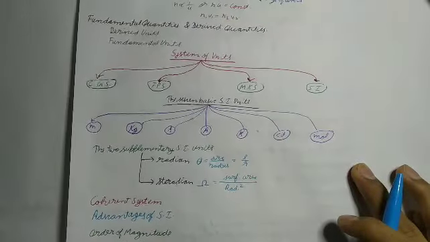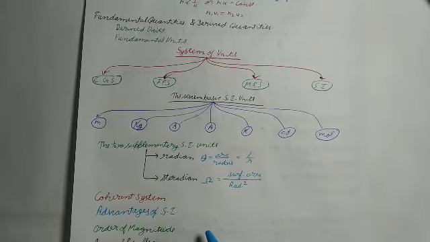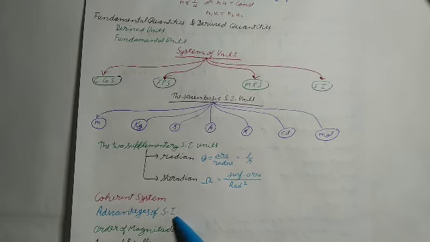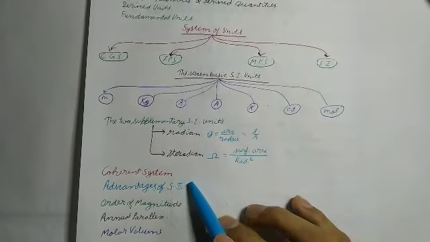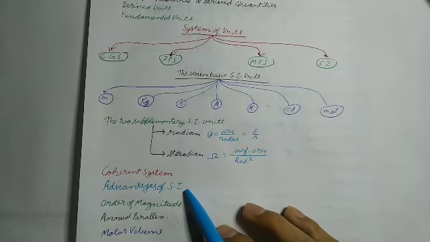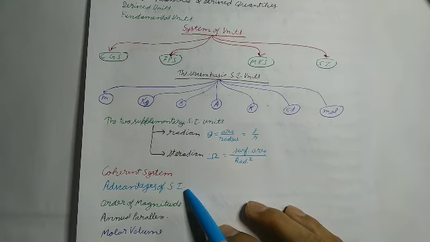Now, coherent system. A coherent system of units is a system based on a certain set of fundamental units from which all derived units are obtained by multiplication or division without introducing any numerical factor. Now, next is advantages of SI. It is a metric, rational, coherent, and internationally acceptable system of units which covers all branches of physics.